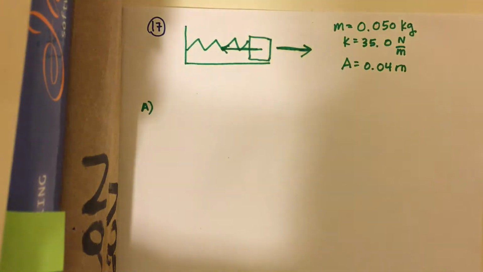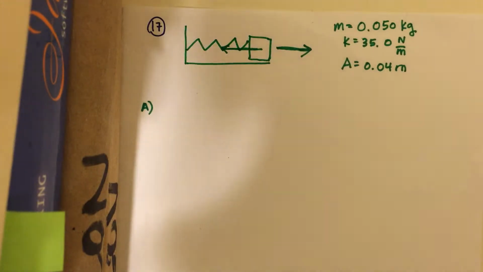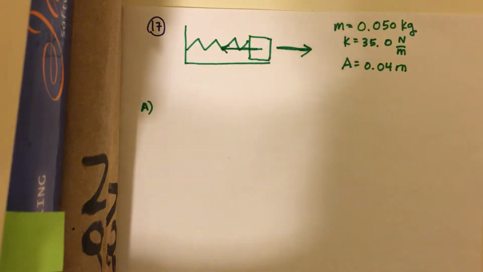This is chapter 15's number 17. A 50-gram object connected to a spring with a force constant of 35 newtons per meter oscillates on a horizontal frictionless surface with an amplitude of 4 centimeters. So part A asks you to find the total energy of the system.